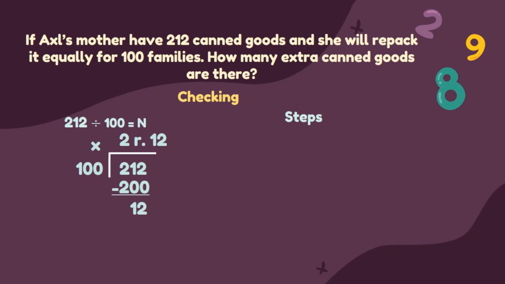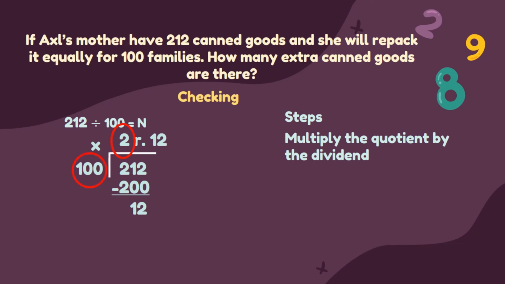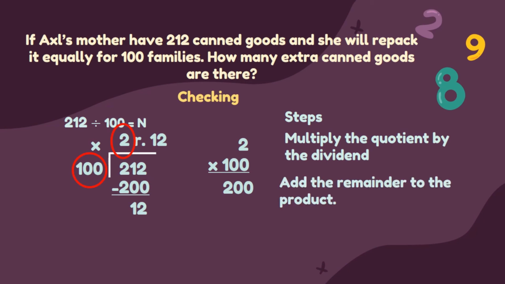To check if our answer is correct, multiply the quotient by the divisor. 2 times 100 is equal to 200. Add the remainder to the product. 200 plus 12 is equal to 212.